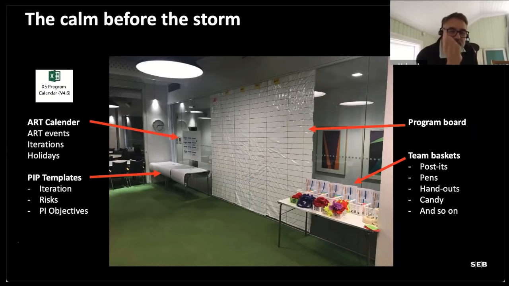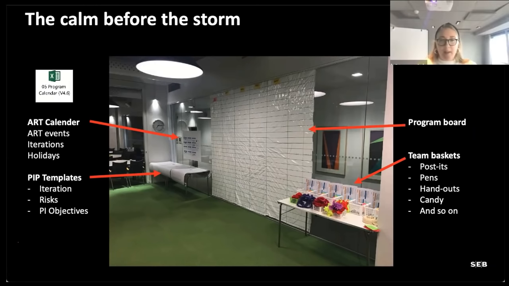If you don't mind, I have some more questions on this setup here. The templates you have there, they look like big white charts on the iteration, risks and PI objectives. Did you print them out, or did you type them? Exactly. So it's the teams' iterations, and this area you see here is the big room where we can have the morning briefings and everything like that.